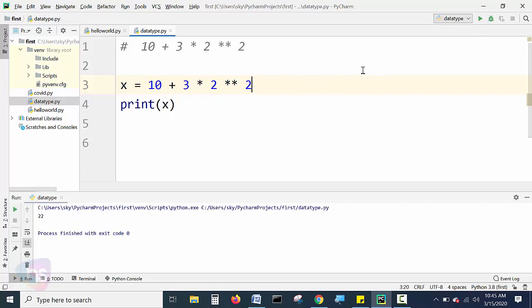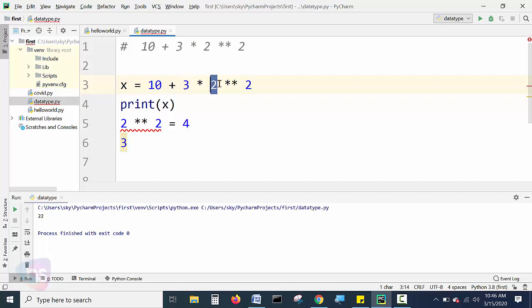The output is 22. See here, how is it? Now, as we discussed the rules, it will be executed by the first term. It is 2 power 2. How much will it be? I hope it is 4. And next, it will be multiplication, like 3 into, what is the digit here? It is 3.